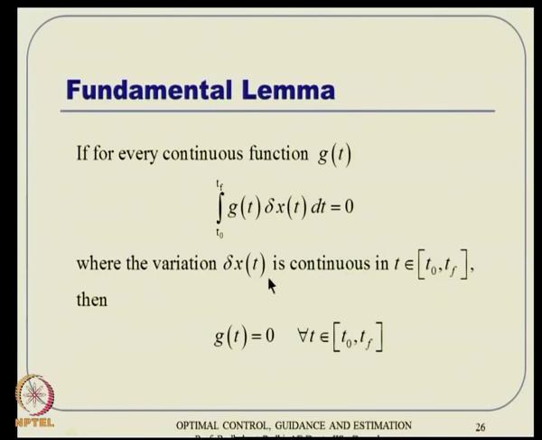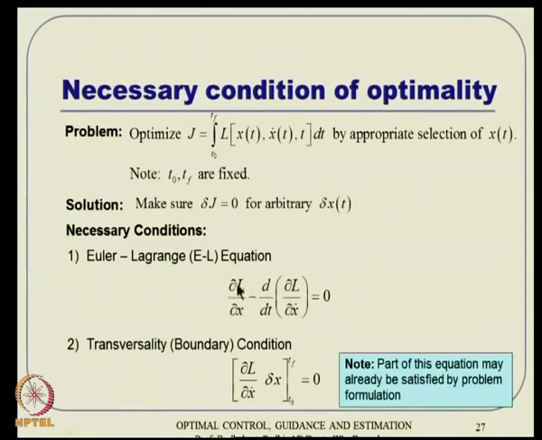So, using this fundamental lemma, we can derive what is called the Euler-Lagrange equation, which is del L by del x minus d by dt times del L by del x dot equal to 0. Then there is an associated transversality or boundary condition as well, which turns out to be something like this. The derivation is part of the lecture, so you can revisit the lecture and find it there.